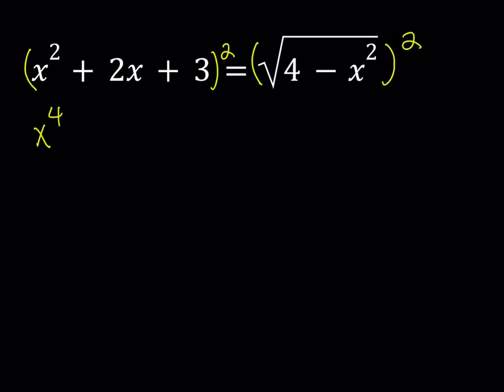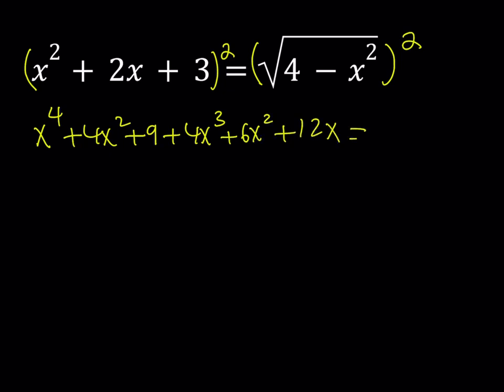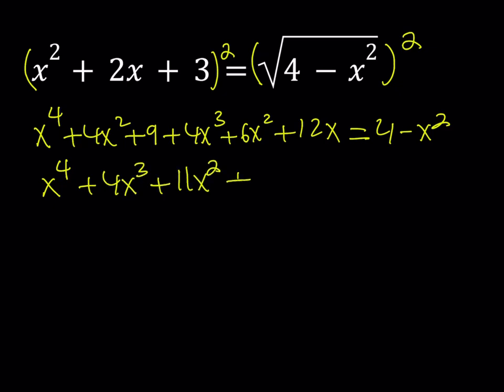x to the fourth plus 4x squared plus 9 plus 4x cubed plus 6x squared plus 12x, and on the right hand side you get 4 minus x squared. If you put everything on the same side and combine like terms, you get x to the fourth plus 4x cubed plus 11x squared plus 12x plus 5 is equal to 0.